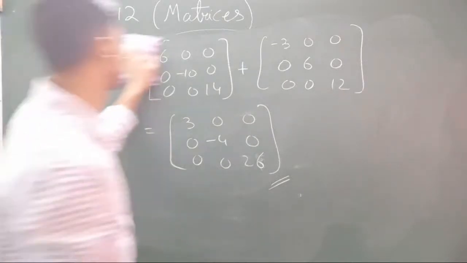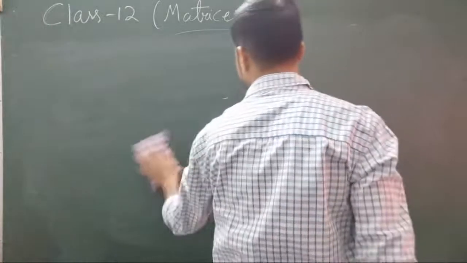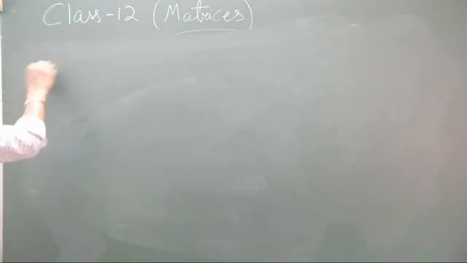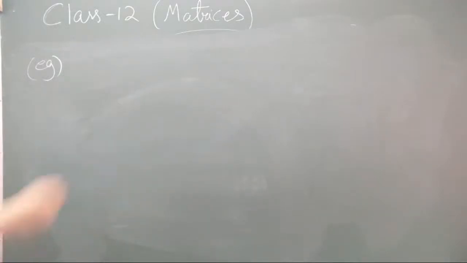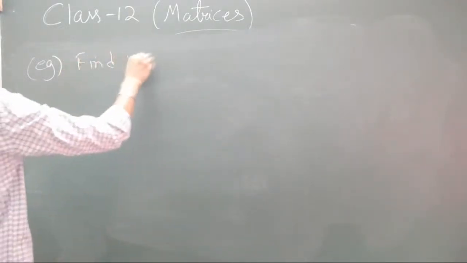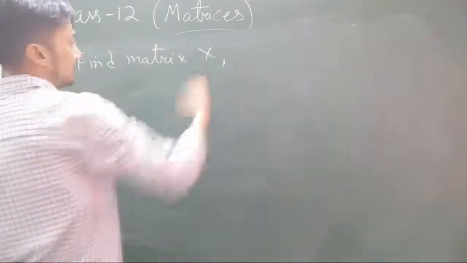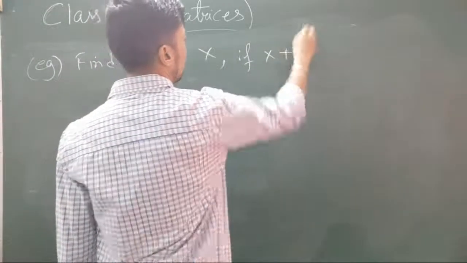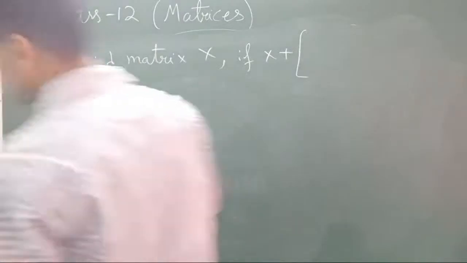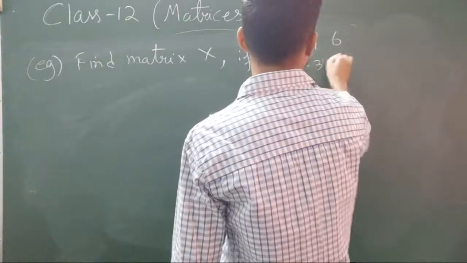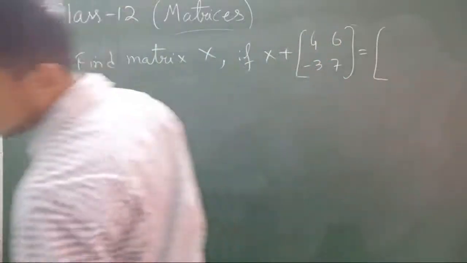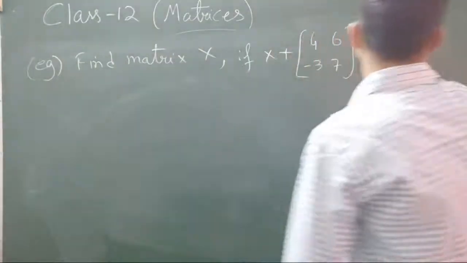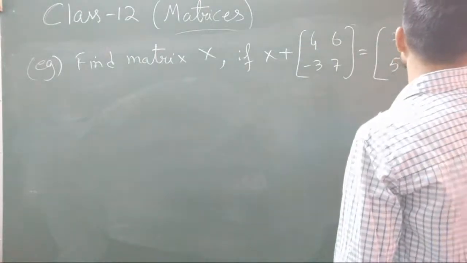Done? Alright. Let's do another example. Find matrix X. If X plus the matrix 4, 6, minus 3, 7 is equal to the other matrix 3, minus 6, 5, minus 8.